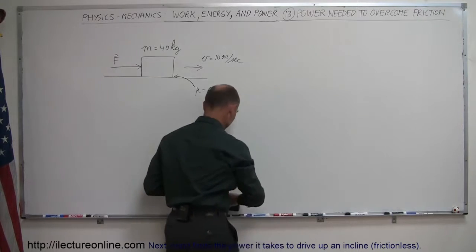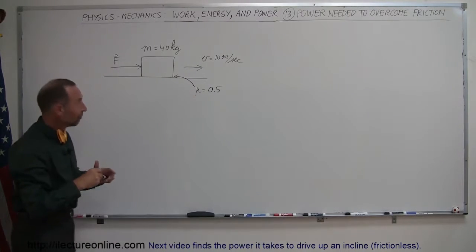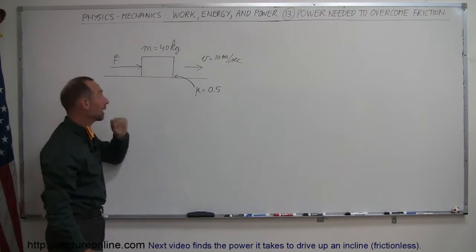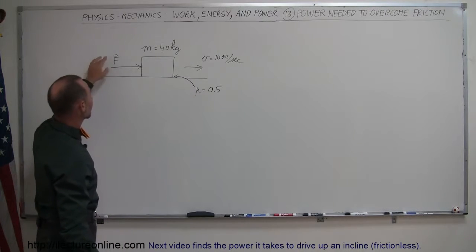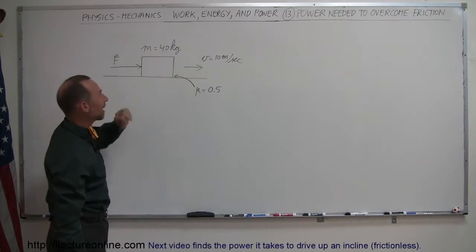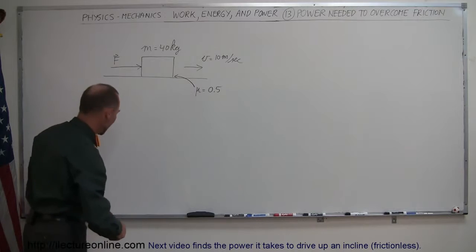So here we have an object on a flat surface. There is a coefficient of friction of 0.5 between the object and the surface. The object is being pushed by a force F at a constant speed of 10 meters per second. The mass is 40 kilograms. So how much power does that take?